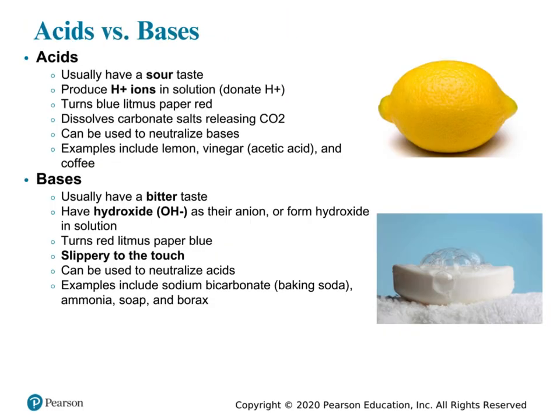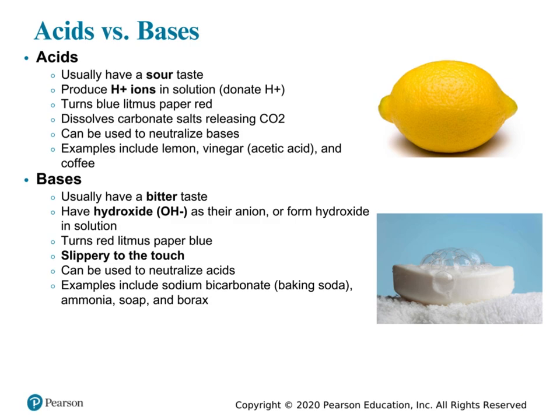Here are some basic characteristics for acids and bases. While acids usually have a sour taste, bases are usually bitter. You can eat some acids like citrus fruits, but all acids produce hydrogen ions in solution when dissolved in water, whereas hydroxide ions are produced in solution when you dissolve bases in water. We looked at the litmus test and we see that acids turn blue litmus paper red, and bases turn red litmus paper blue. One of the biggest giveaways that something might be a base is it's slippery to the touch, like a lot of cleaning products. Bases can be used to neutralize acids, just like acids can be used to neutralize bases.